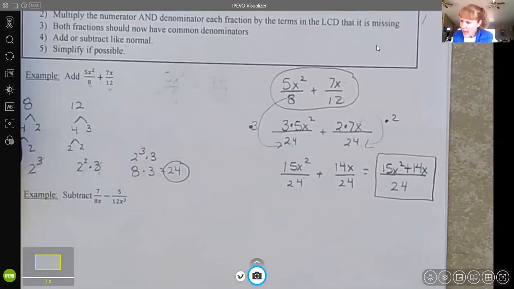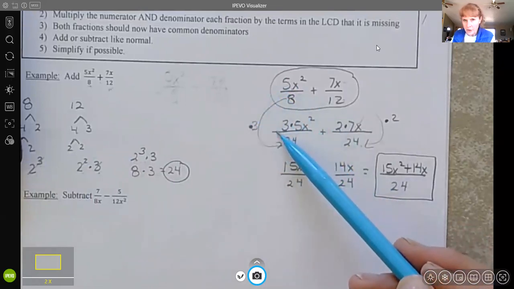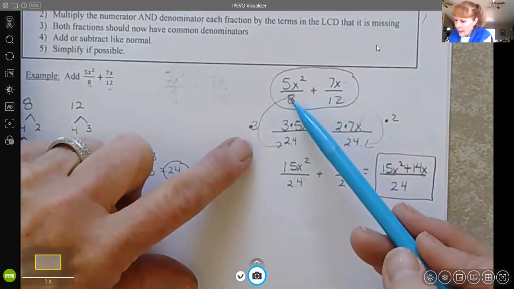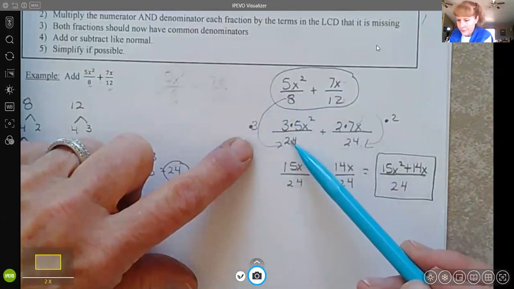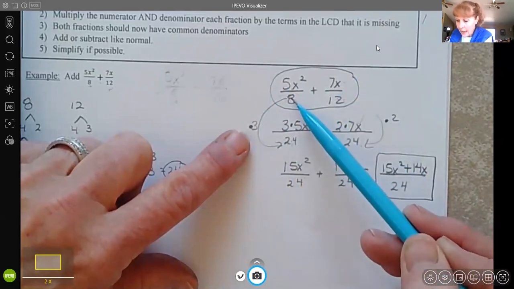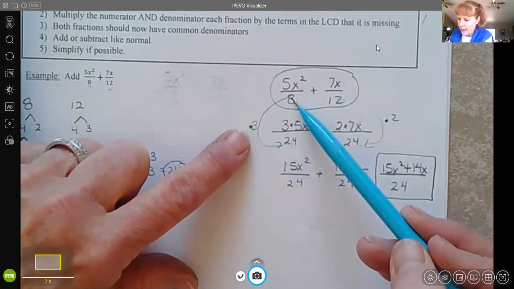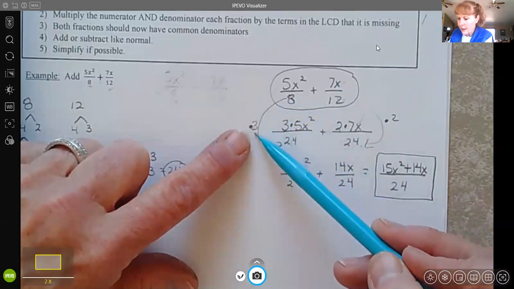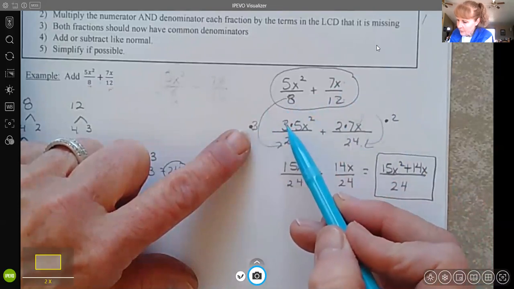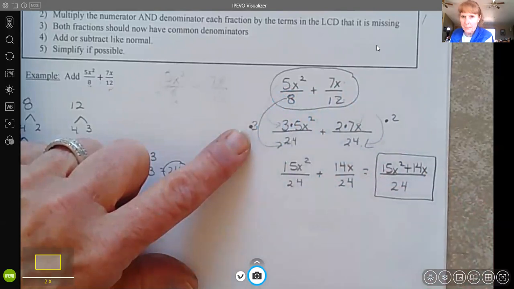Let's try another one. And maybe the difficult part might be going from here to here. Just remember that when you want to write an equivalent fraction for this one, you say, okay, 8 times 3 gives you 24. Now, if you didn't know that 8 times 3 gives you 24, just take 24 divided by 8, and that will tell you what you multiply by. 24 divided by 8 is 3, which meant that I multiplied by 3 to go to the 24. And then you take that same number. If you multiply this one by 3, you have to multiply the top one by 3.